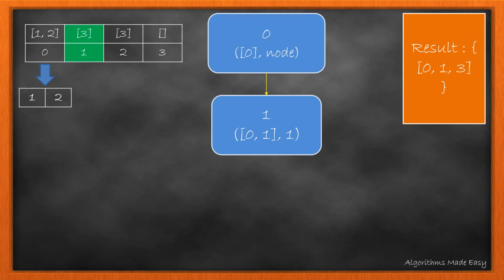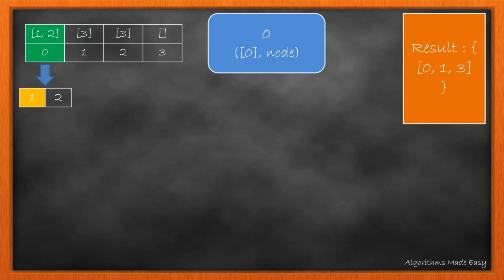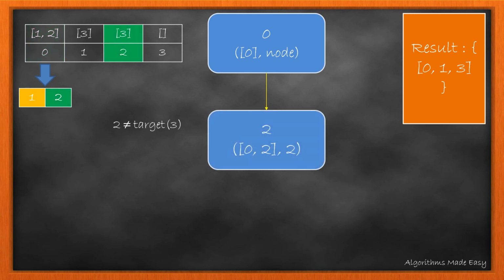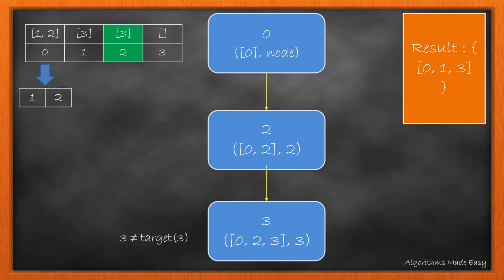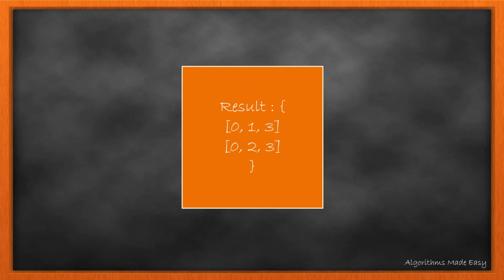Now we backtrack to the previous node and check if it has any more nodes. As it doesn't, we backtrack one more step. As here we can see 2 is still unvisited, we add it in the list and traverse this path. Now as 2 is not the target node or the end node, we go to its next node, that is 3, and add it in the path. As 3 is the target node, we add the path in the result. Now as no more nodes are left, we return the result.